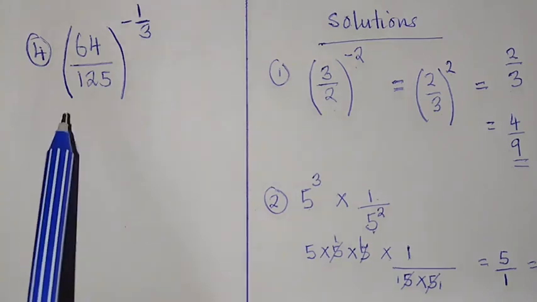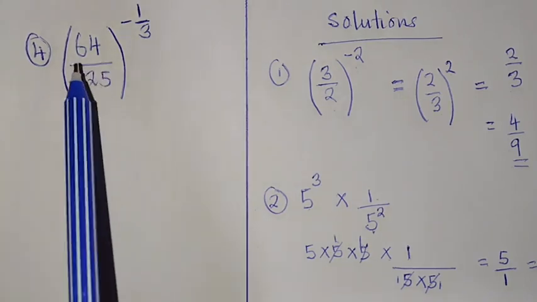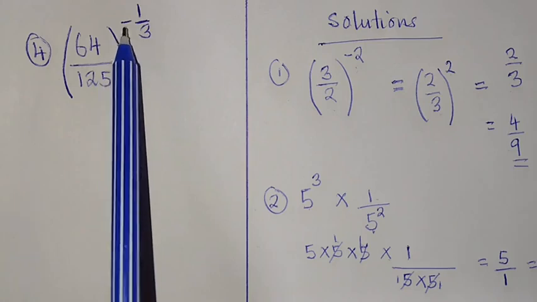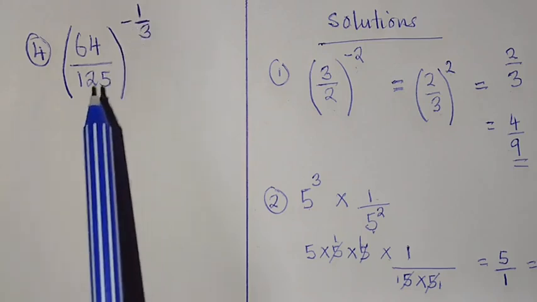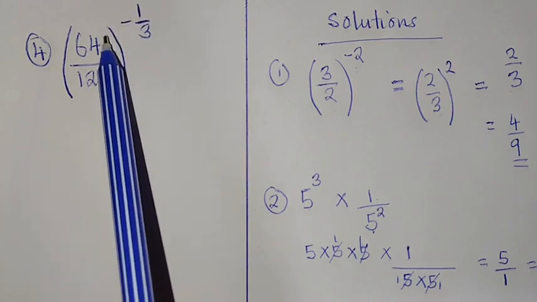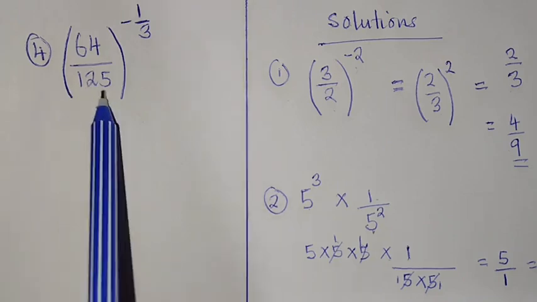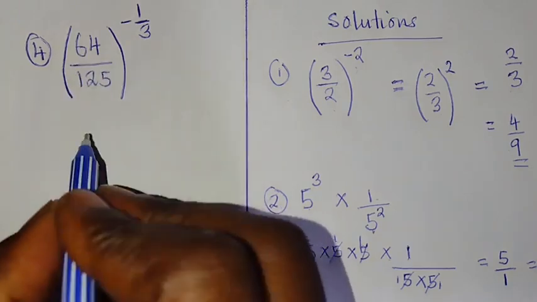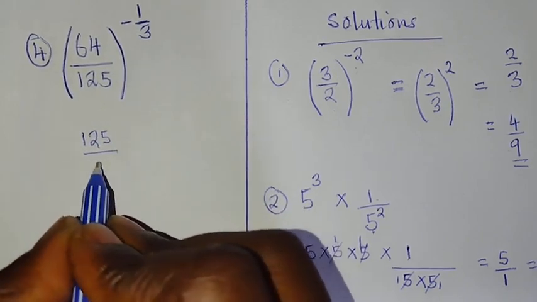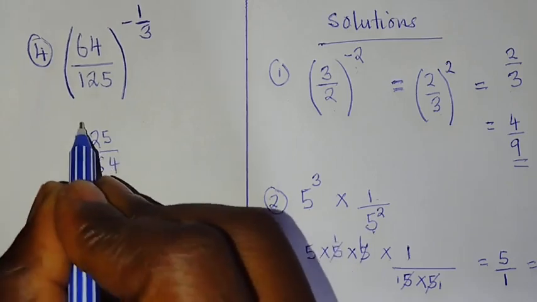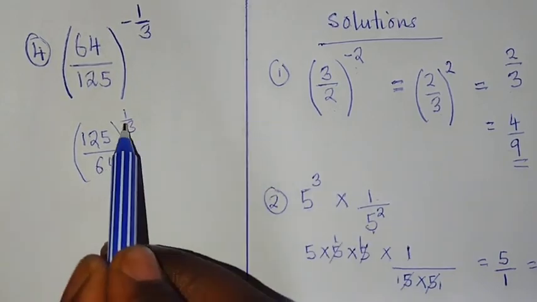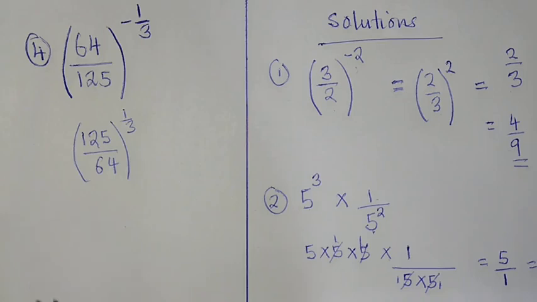Alright, so we are now answering our question 4 right here. We need to evaluate, in brackets, 64 over 125 raised to the power of negative 1 over 3. If you remember with the first question where we have a negative power, we need to find the reciprocal of this base, which is a fraction. So we are going to write it as 125 over 64, in brackets, raised to the power 1 over 3. The negative has gone because I found the reciprocal of this base.